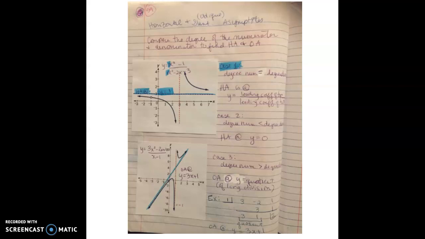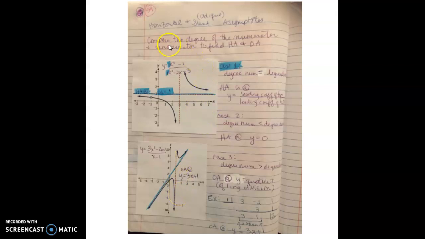So for page 59, you will title it Horizontal and Slant Asymptotes. Another term they use for slant asymptotes is oblique asymptotes as well. You're going to need the two sheets that look like this, so go ahead and pause the video, cut them out, and paste them in here so that you can prepare your notes.